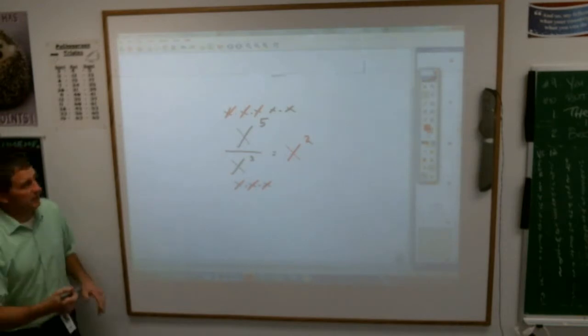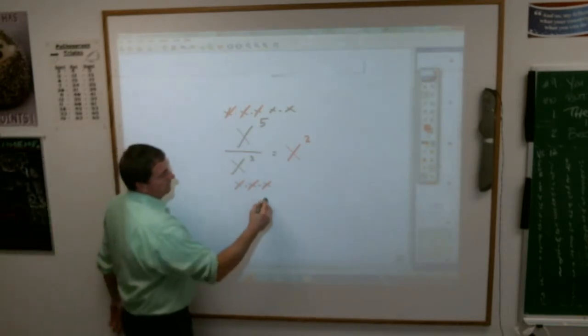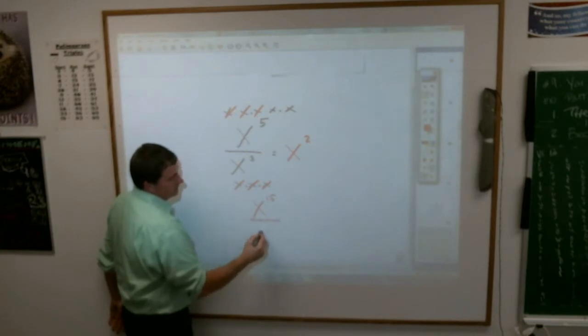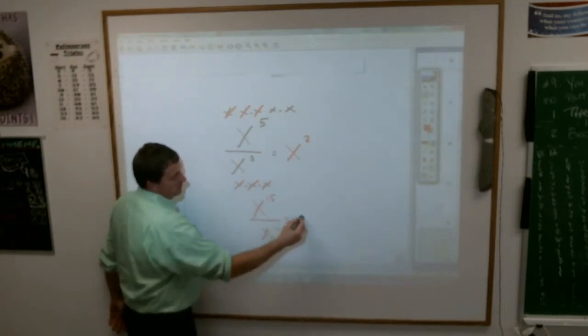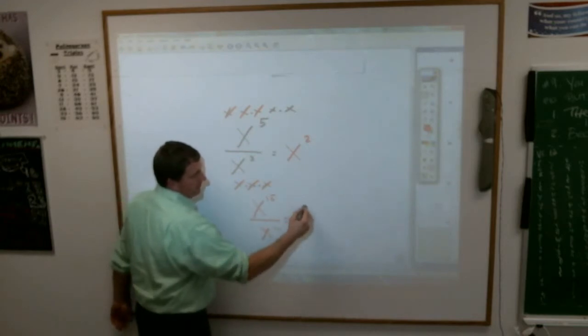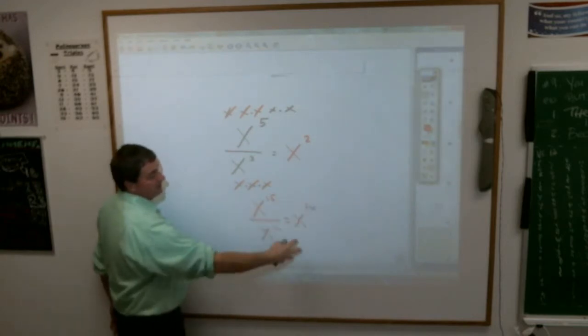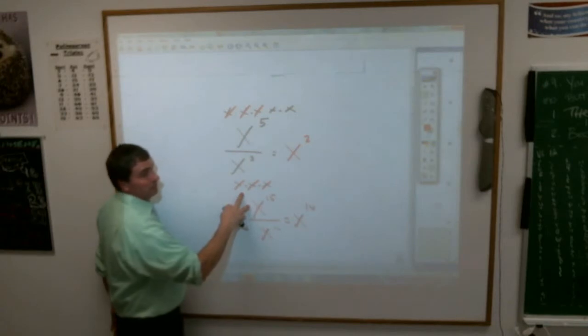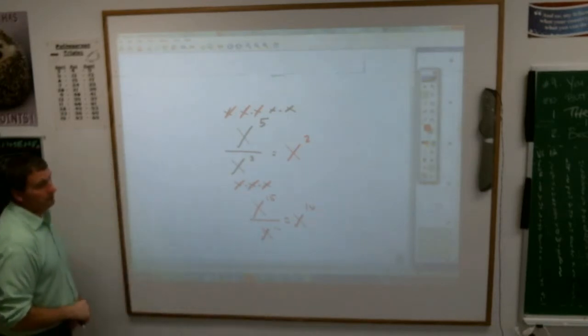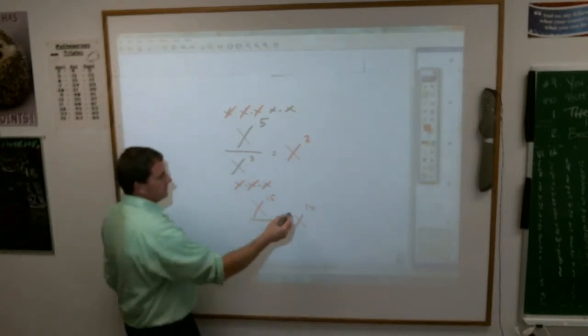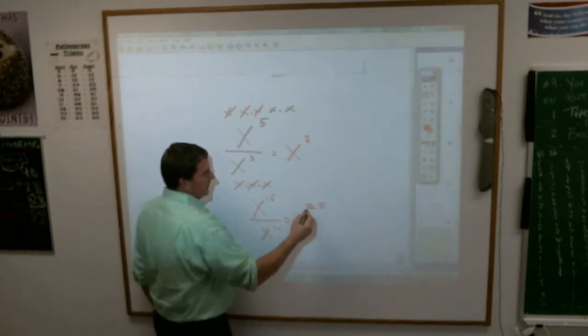Shall I do another one? Like if I had x to the 15th power over x to the 10th power, my answer is going to be x to the 10th power, because I have 15 on top and 10 on bottom, and 10 of those are going to cross off with the 10 of the 15 on top. I'm sorry, that should have been a 5. Sorry. Just checking to see if you're watching.